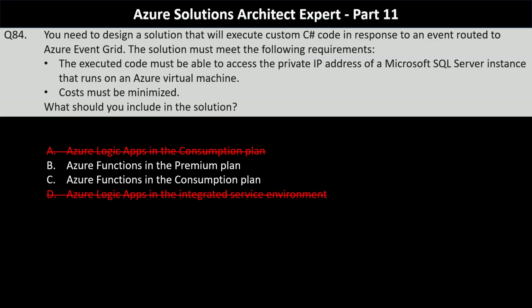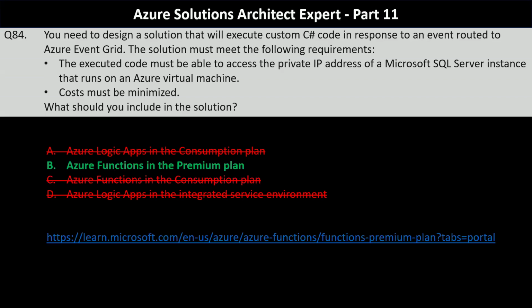Now, folks, the first requirement is to access the private IP address of the SQL Server instance that runs on the Azure virtual machines, which means they are referring to utilizing the virtual network integration feature, which is not available in the consumption plan. This leaves us with option B, which is Azure Functions in the premium plan, as the right answer. As always, folks, there is a link on your screen for you to review more details about the Azure Functions premium plan.